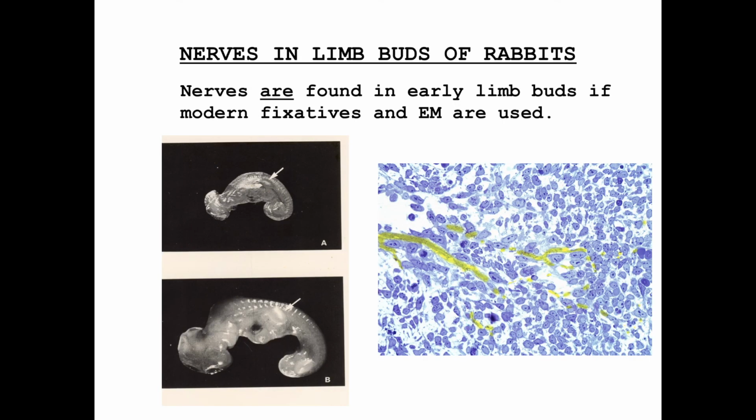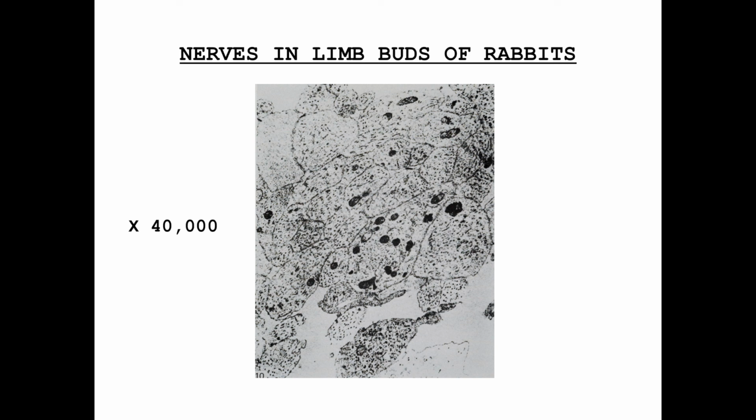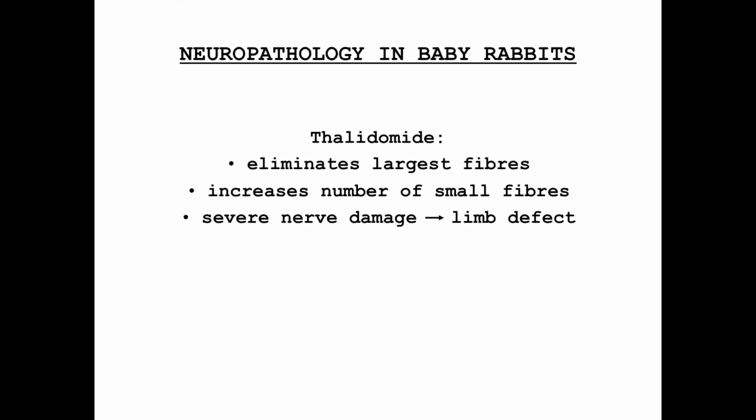So, in our neurology laboratory at Sydney University, my team established that there were nerves in limb buds before any differentiation into other tissues. Here we have the electron microscopy done by Dr. John Cameron showing nerve fibres within the limb bud. We also looked for pathology in the nerves of rabbit babies exposed to thalidomide. And here we show that all the rabbit pups exposed to thalidomide have a reduction in size and number of their axon populations.